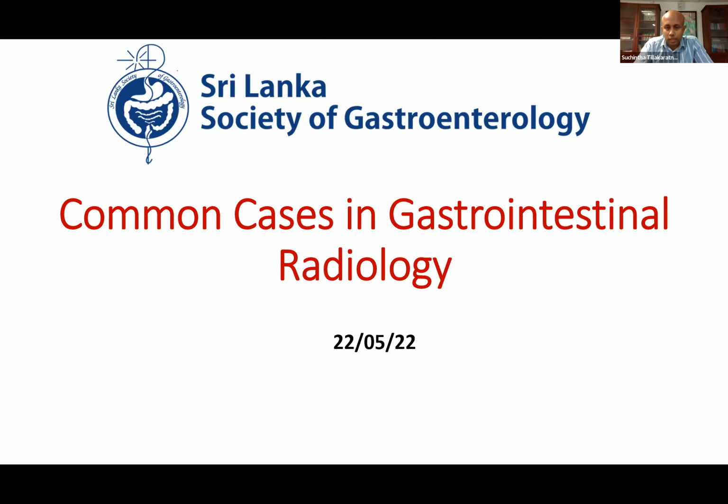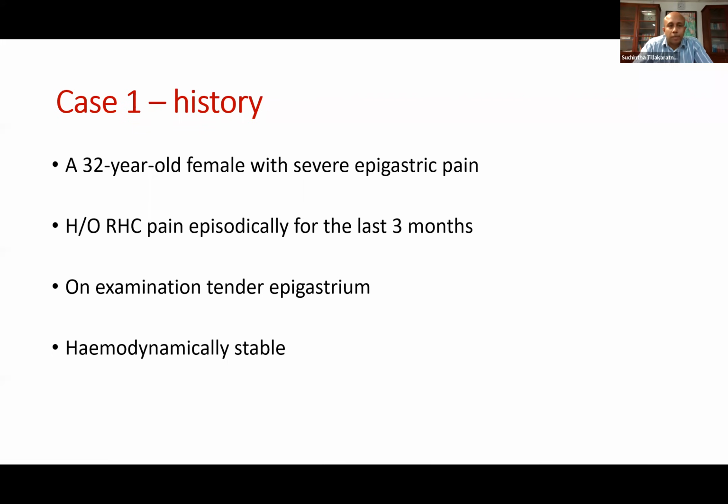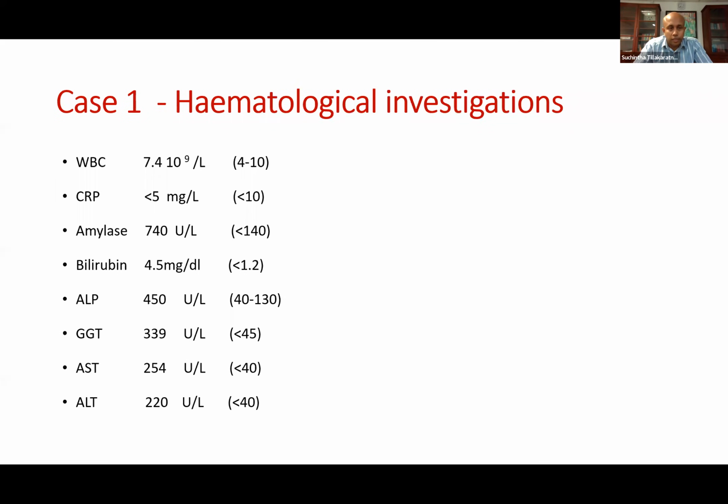So we'll be basically discussing the cases, mainly focusing on the radiological aspects. The first patient is a 32-year-old female who got admitted with severe epigastric pain, and she gives a history of episodic right hypochondrial pain for the last 3 months. On examination, she has a tender epigastrium. She is hemodynamically stable. These are her blood investigations.